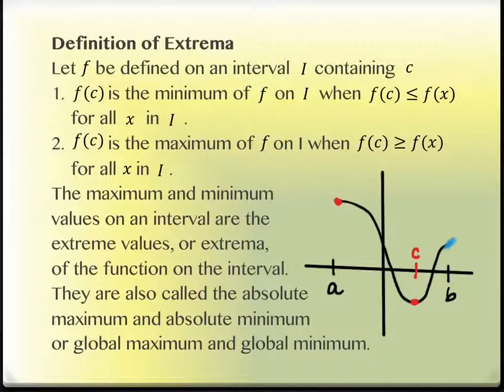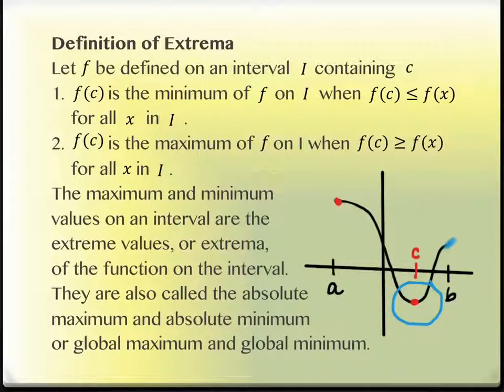And f of c would be a maximum if it were the biggest of all the values on that interval. It's worth noting that it doesn't have to be the smallest point on the whole graph or the biggest point on the whole graph, just on an interval nearby. So when we're talking about extrema, we're looking at some sort of neighborhood around our point. It's the lowest point in that general area.